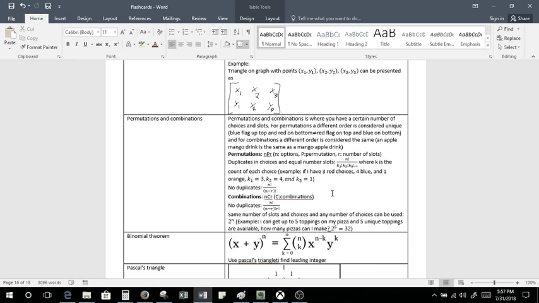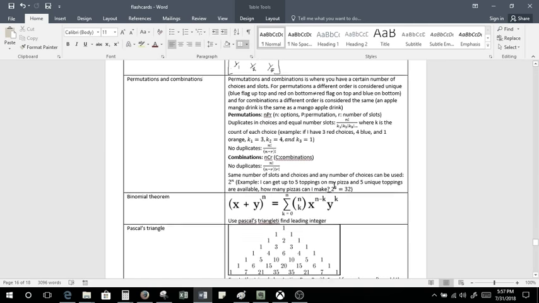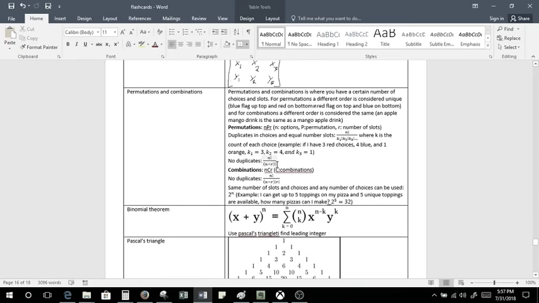So if we have 3 red choices, 4 blue, and 1 orange, k1 would be 3, k2 would be 4, and k3 would be 1. So that's the idea behind this one, if you have duplicate choices. If there are no duplicates, then we can do n factorial over n minus r factorial.